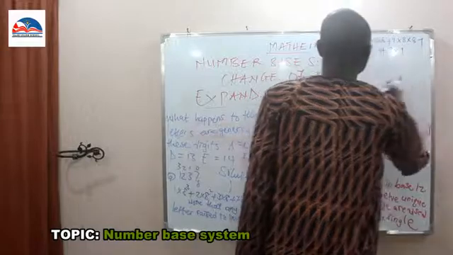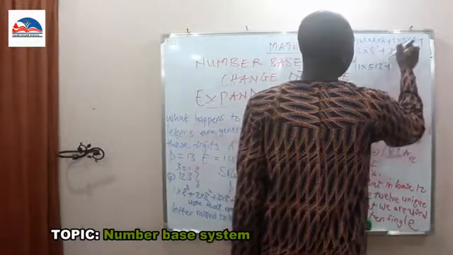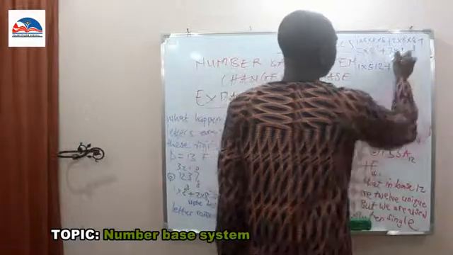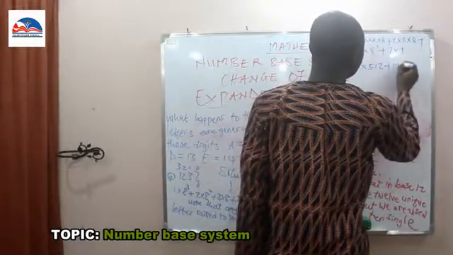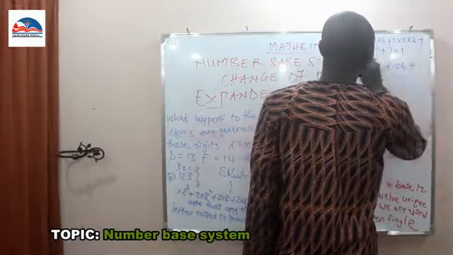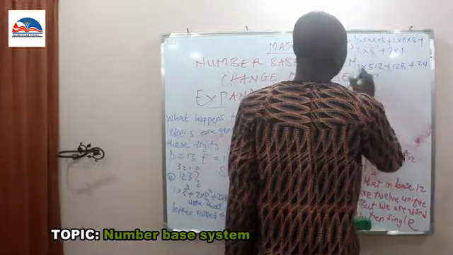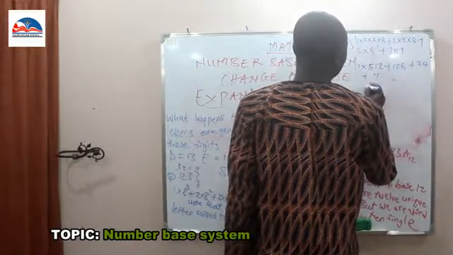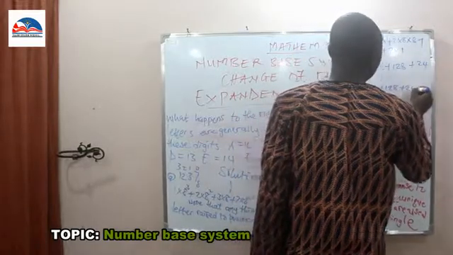So here now we are going to have 1 times 512, plus 8 times 8 is 64, 64 times 2 will give us 128. 128 plus 3 times 8 is 24. Plus 7 times 1 is 7. That will be 512 plus 128 plus 24 plus 7.